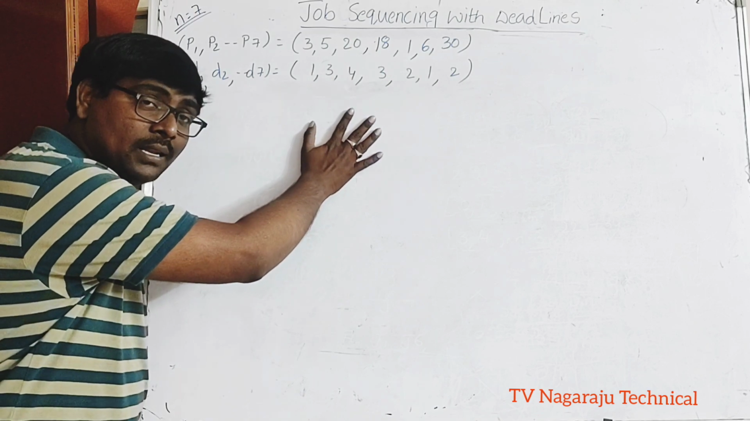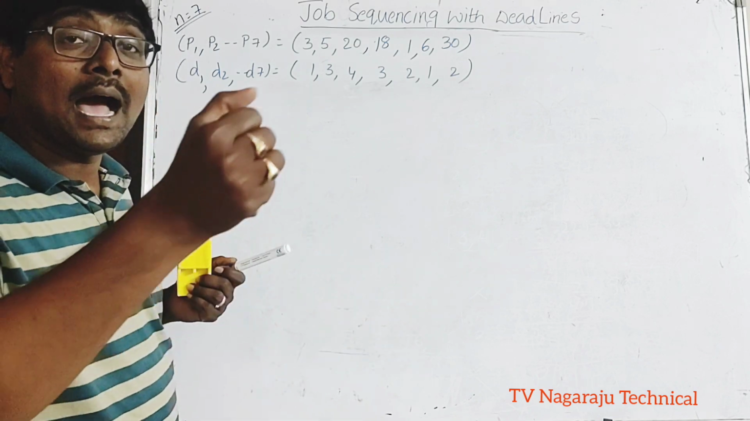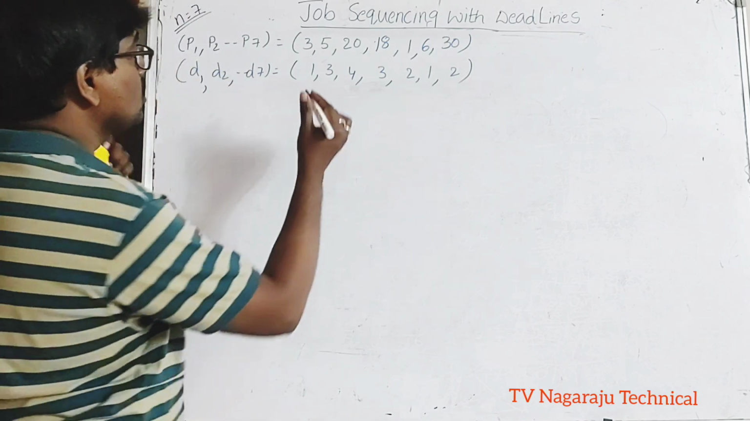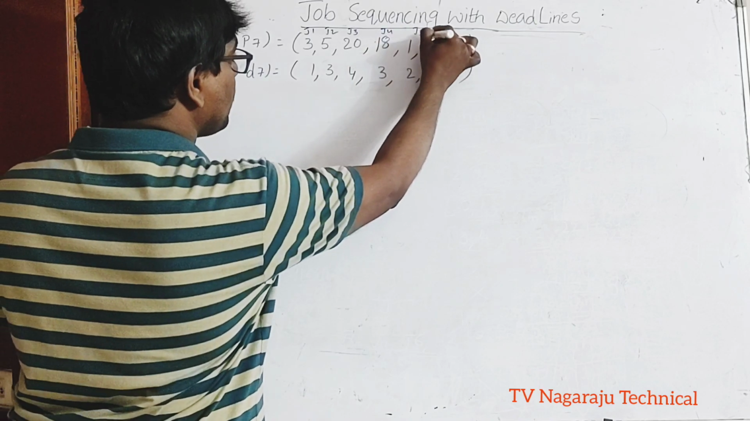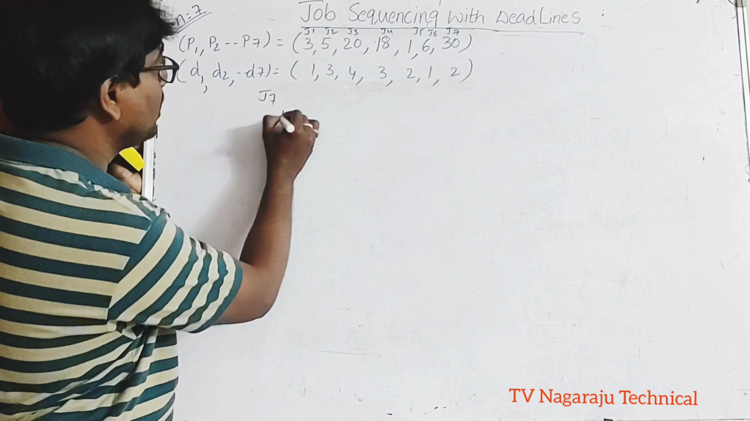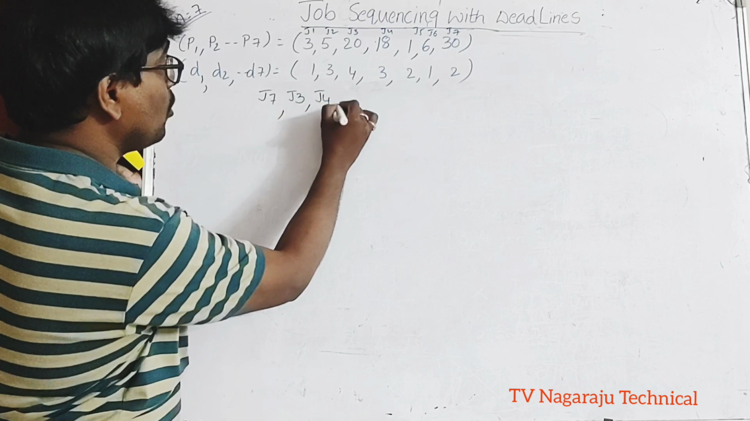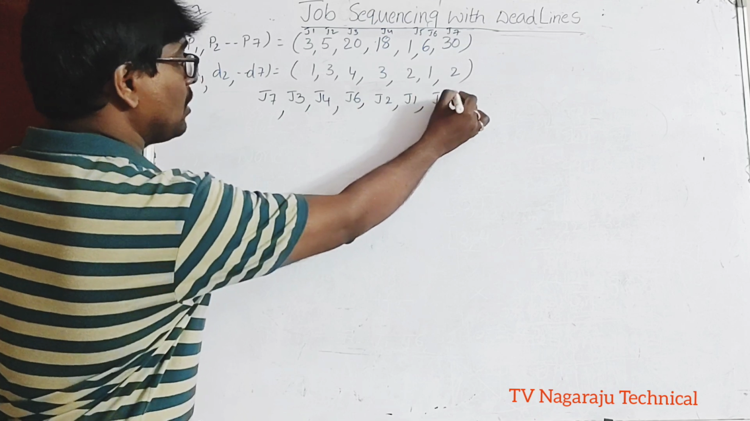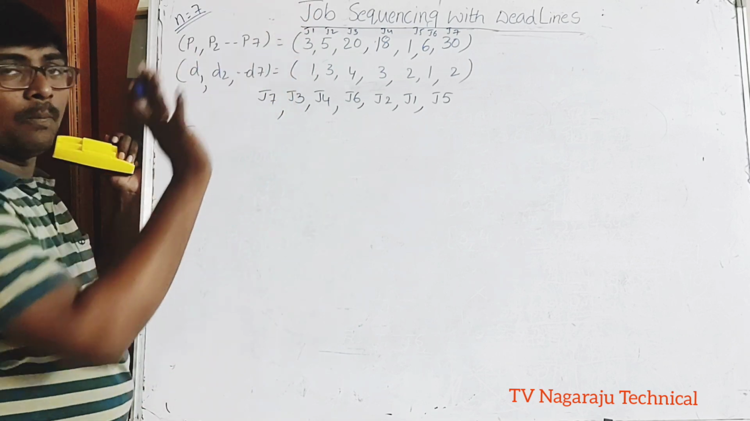Now, how do we implement this one? Our aim is to get the maximum profit. So, arrange the jobs according to the profits in descending order. Here we have J1, J2, J3, J4, J5, J6, J7. Now, which job has the highest profit? J7, followed by J3, followed by J4, next J6, J2, J1 and J5. This is the order. Now, I am going with the greedy approach.